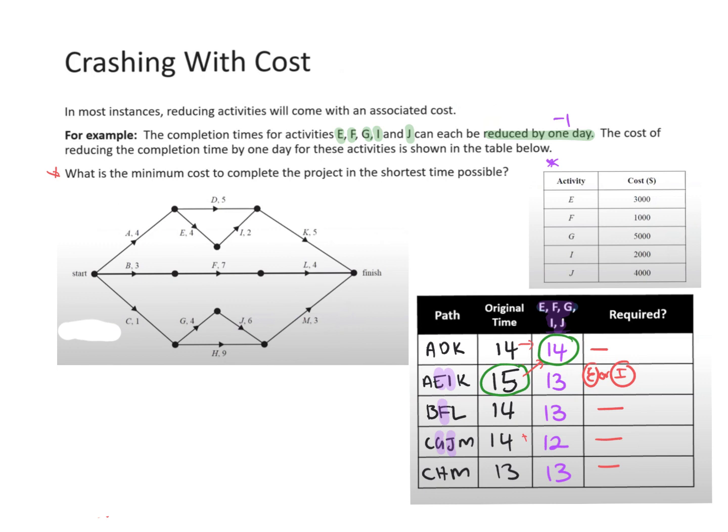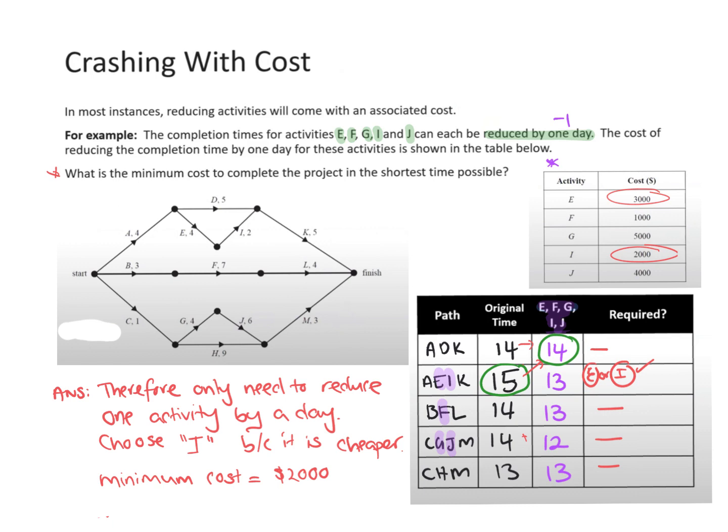Why are we going to pick I? Yep, excellent. So I is 2,000, E is 3,000. So to get the best possible outcome here, we were just going to crash I by 1 day, because it's cheaper. So we'll write that out as our answer.